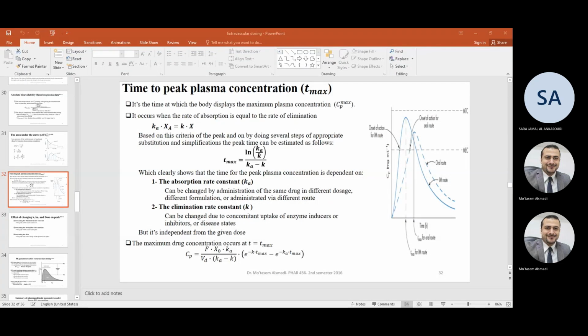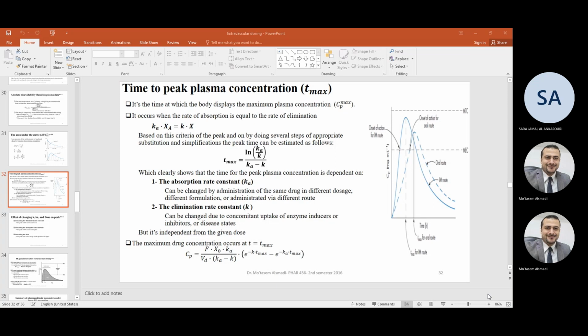On the elimination half-life, elimination rate constant, and absorption rate constant. On what factors does the Ka, the absorption rate constant, depend? It depends on the route of administration, the dosage form, and the formulation, right? Okay, so these are the factors that define the absorption rate constant. What about the elimination rate constant?